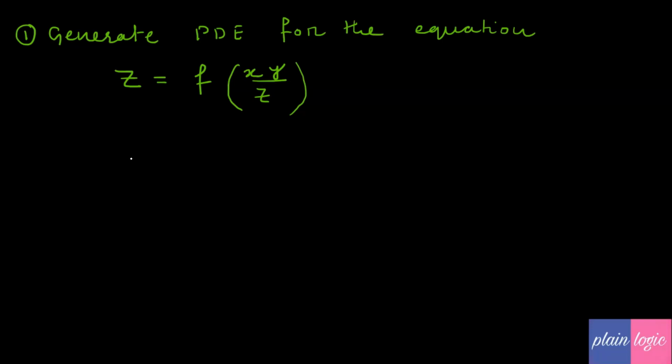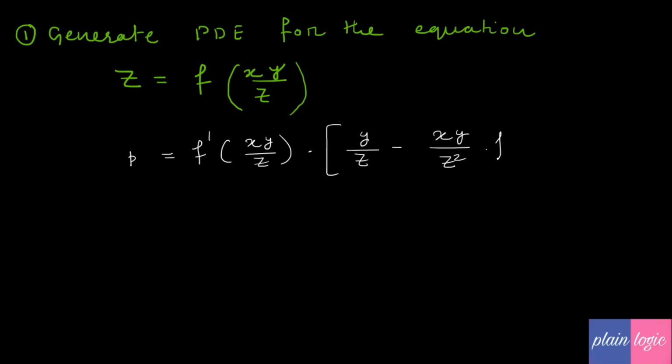So p is equal to the derivative of xy by z. This will be multiplied by, using the chain rule, y by z minus xy by z square into p.